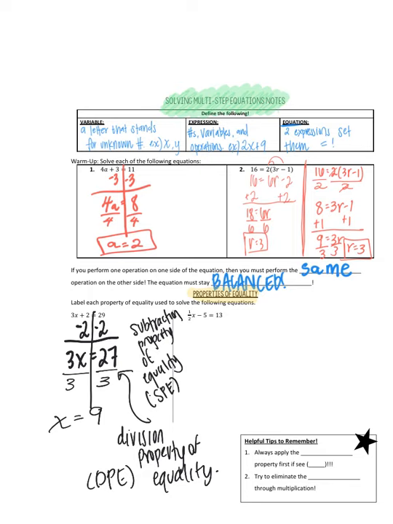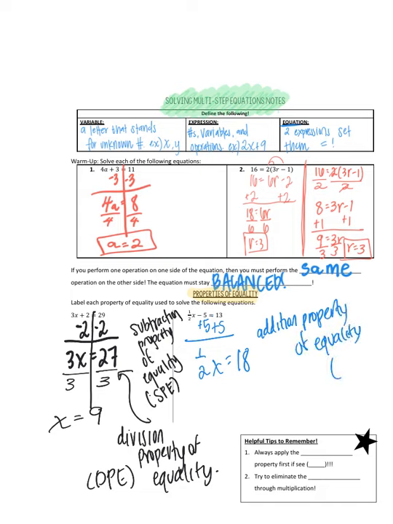Moving on over to the right side. Don't get scared just because it has fractions. First thing you would do, hopefully you'd see you needed to add 5 to both sides of the equation. The property that allows us to keep that equation balanced using that addition is the addition property of equality. If you want to abbreviate it, you're more than welcome to.